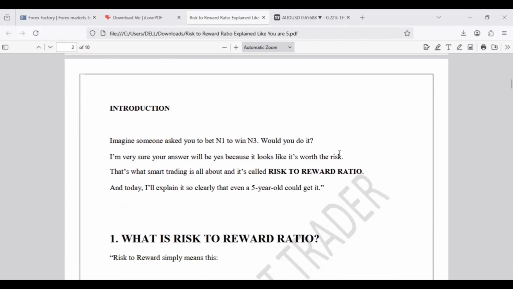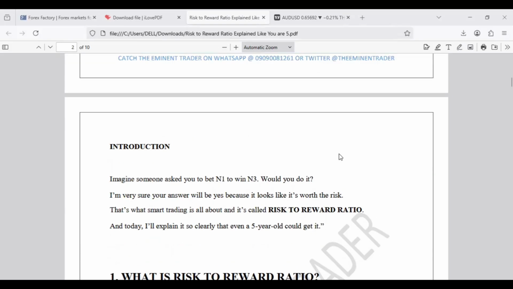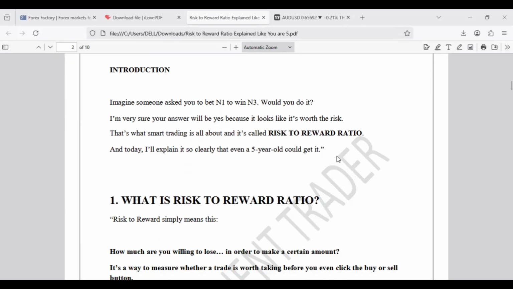And in this video, I'll be showing you what you need to know about risk to reward ratio explained like you are five. So imagine someone asked you to bet 1 naira to win 3 naira. Would you do it? Obviously, you will, because I'm sure your answer will be yes, because it looks like it is worth the risk, and that is what smart trading is all about. And it is called risk to reward ratio. And today I will explain it so clearly that even a 5-year-old could get it.